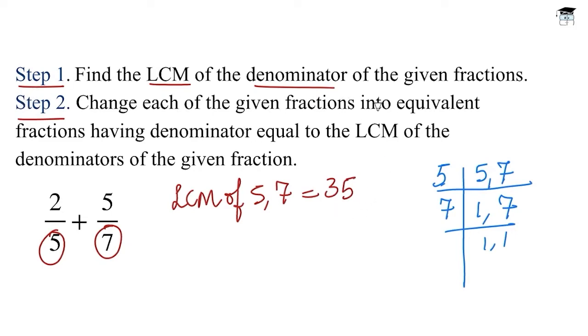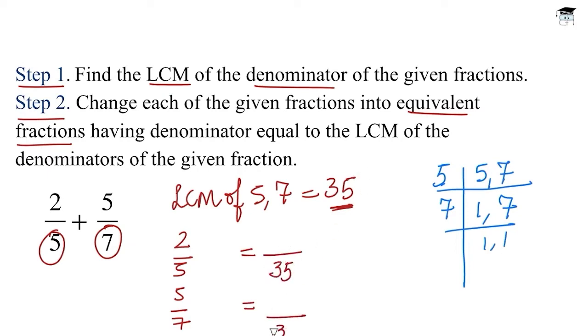The second step is to change each of the given fractions into equivalent fractions having denominator equal to the LCM of the denominators of the given fractions. Which means we have to convert 2 by 5 and 5 by 7 into fractions with denominator equal to the LCM, which is 35.